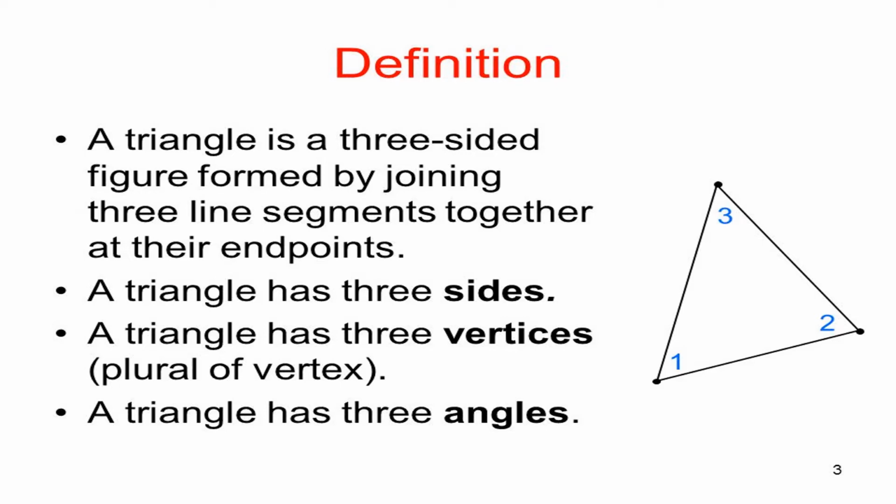A triangle has three sides. So it is one side, then this one side, second one, third side. A triangle has three vertices. So first vertex, second and third vertices. A triangle has three angles. 1, 2 and 3.